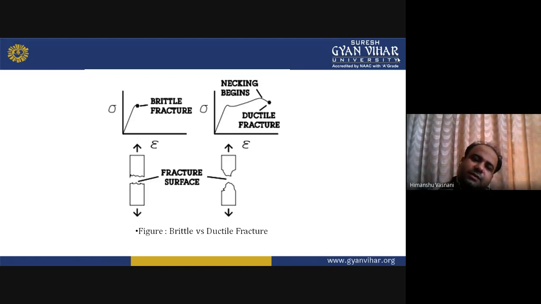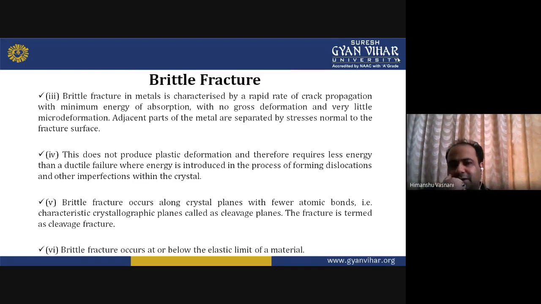So this diagram was for your understanding. By looking only at the zone where the fracture has happened, you can easily tell whether the fracture is a brittle fracture or a ductile fracture. Okay, understood. I hope you have understood the point. Now, next points for brittle fracture.